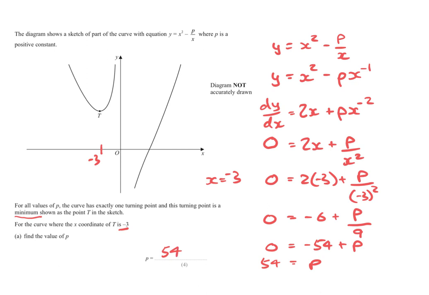So to quickly recap, what we did was we took our function, we rewrote it in index form, we differentiated because we were looking for a minimum, and therefore we put it equal to 0 because the gradient is 0. We substituted in the value of x, which is minus 3 at that point, and then we solved our equation to find out the value of p.